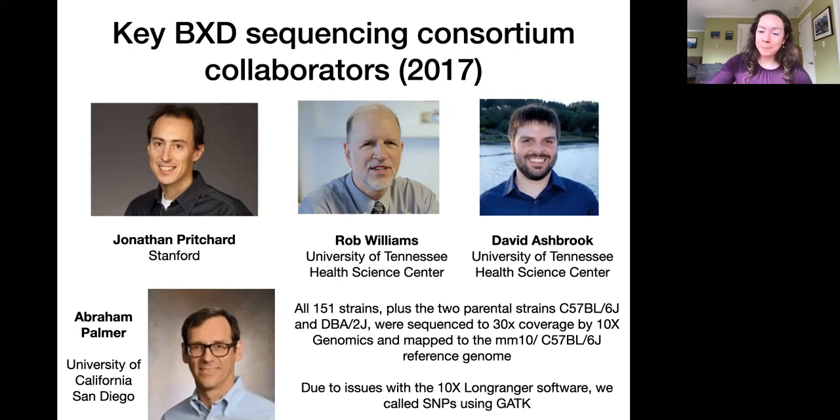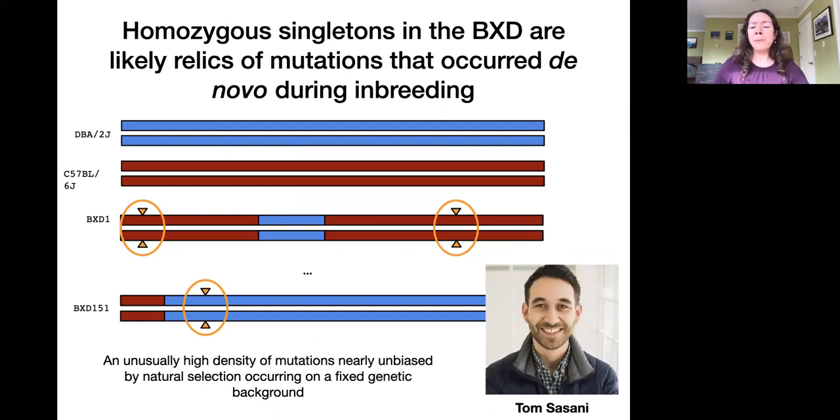But basically, what we were interested in doing was going through all of these recombinant offspring and recording the locations of homozygous singletons, so variants that are homozygous in that strain and absent from all the others, because these are most likely to have occurred as de novo mutations sometime between when the strain was founded and the present.